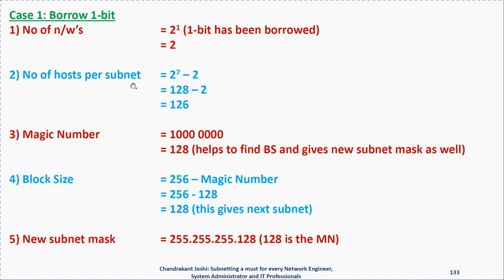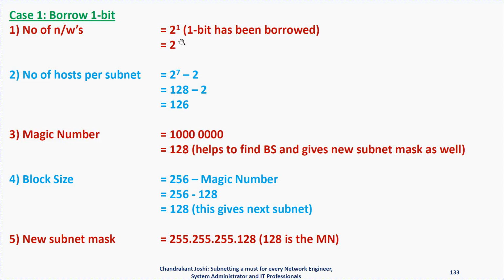Number of hosts per subnet. This I am talking about class C. So in class C, the last 8 bits are for the hosts. Now 1 has been borrowed for networking. So 7 are left for the hosts. So it is 2 power 7 means 128 minus 2 is 126. Now we know why this 2 is subtracted, because first is the network address, last is the broadcast address, and these two addresses cannot be assigned to a host.